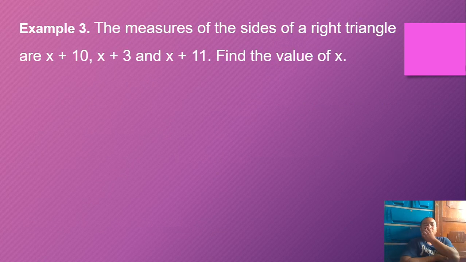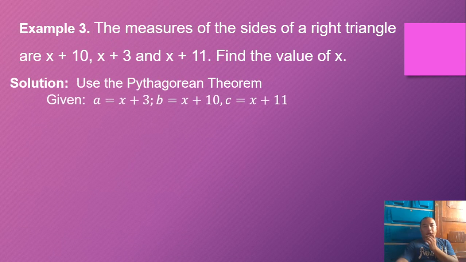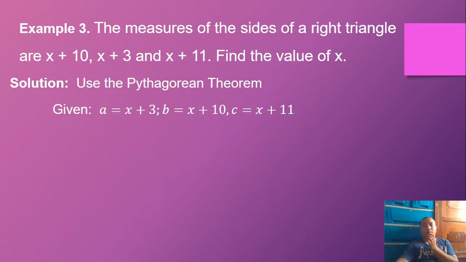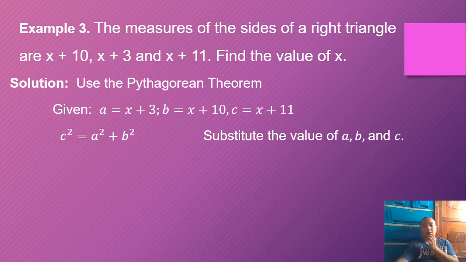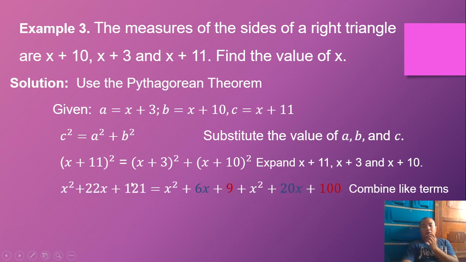Next, the measures of the sides of a right triangle are x plus 10, x plus 3, and x plus 11. Find the value of x. Okay, let us use again the Pythagorean Theorem. A is x plus 3, B is x plus 10, C is x plus 11, the longest side, the hypotenuse. C squared equals A squared plus B squared. Then substitute. Then square the binomials. We have x squared plus 22x plus 121 equals x squared plus 6x plus 9 plus x squared plus 20x plus 100.